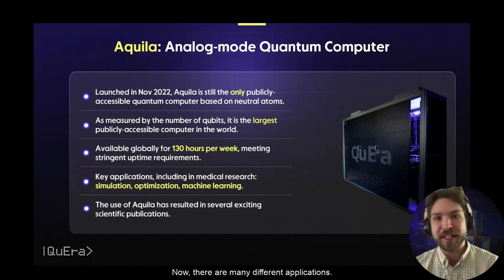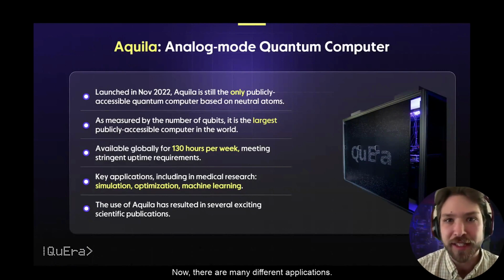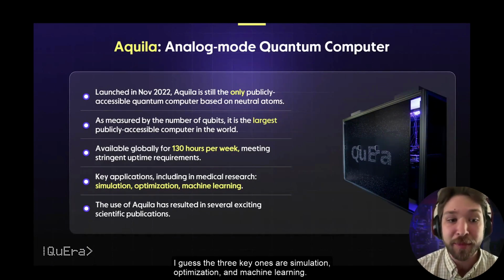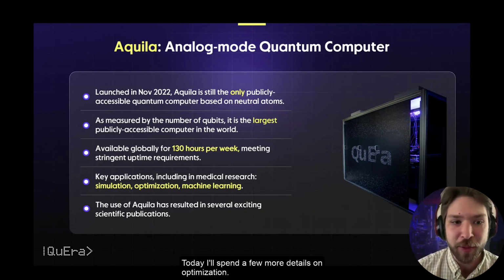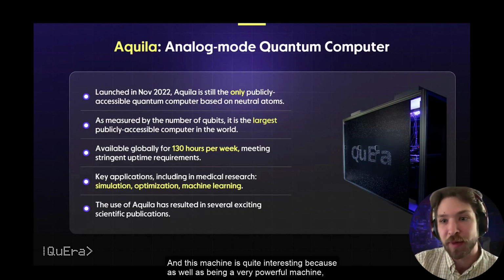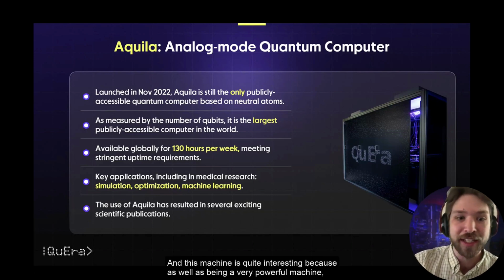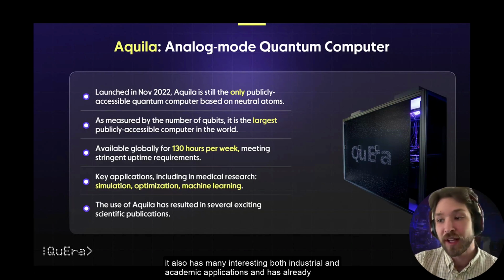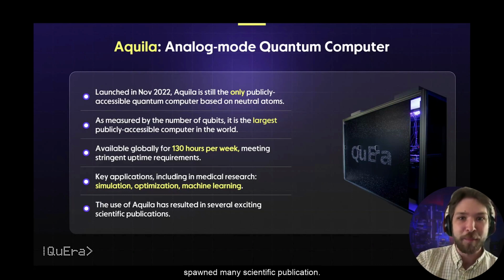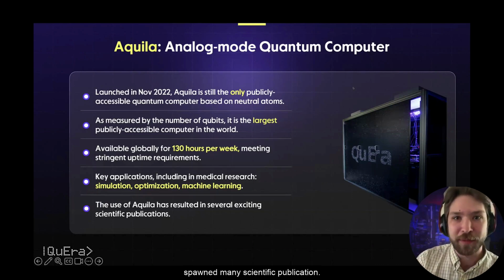Now, there are many different applications. I guess the three key ones are simulation, optimization, and machine learning. Today, I'll spend a few more details on optimization. And this machine is quite interesting because as well as being a very powerful machine, it also has many interesting both industrial and academic applications, and has already spawned many scientific publications.